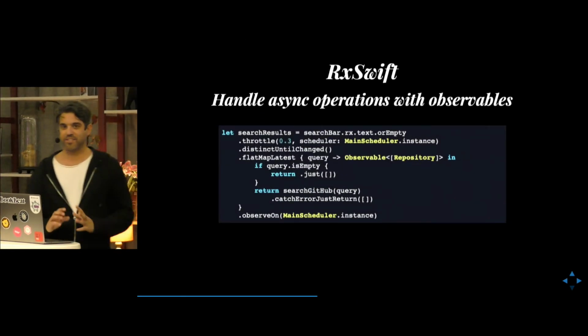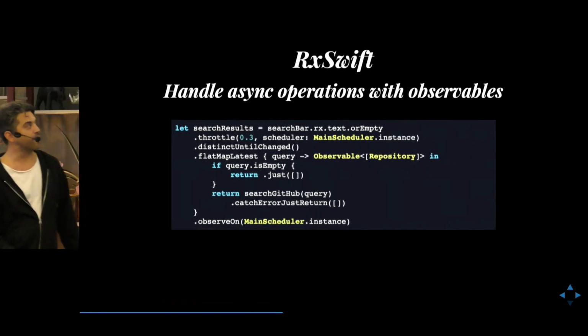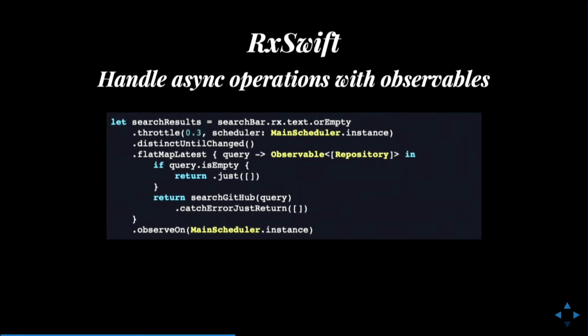Now we have RxSwift. Lovely Rx. Everyone who knows programming loves Rx, and everyone who doesn't know Rx pretends to know it. So this is really powerful. You Rx the search bar text, and you throttle it for 0.3 seconds until you have a distinct change. Then you flat map the latest, and you do a search GitHub thing with a query.